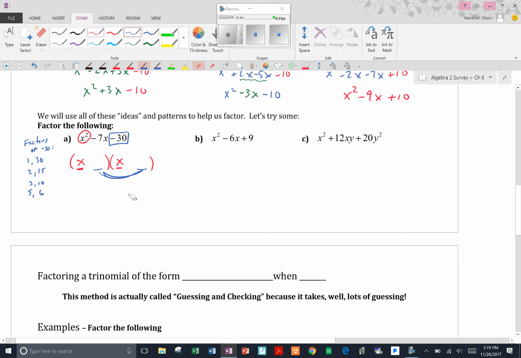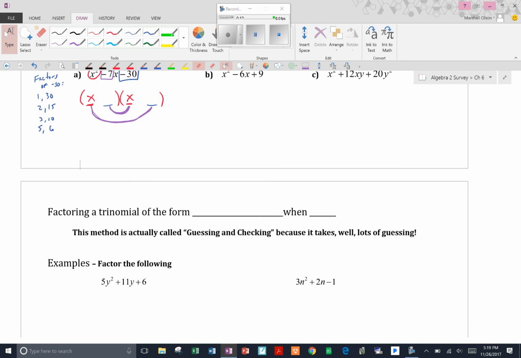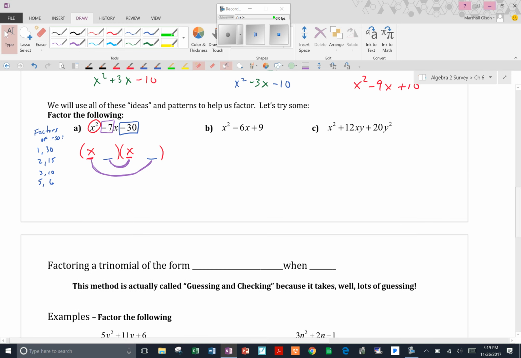We multiply those together. Okay, but here's the key thing: when we put those there, this product and this product, we need to make sure add together to give us the negative 7. Okay, confused? Well, watch what happens right now. The negative 30 has all these different factor pairs we could choose from. But only one of them is going to work. Okay, if one works at all.